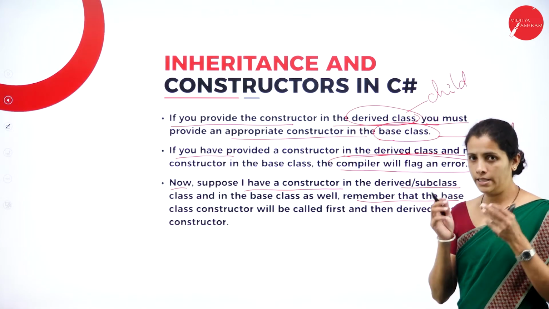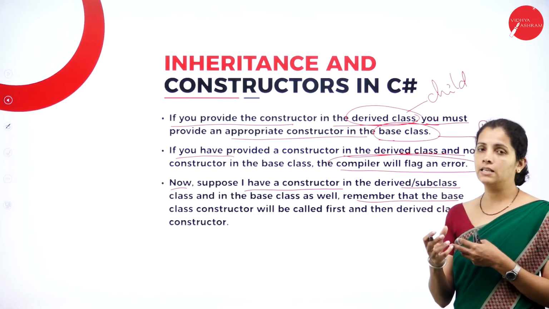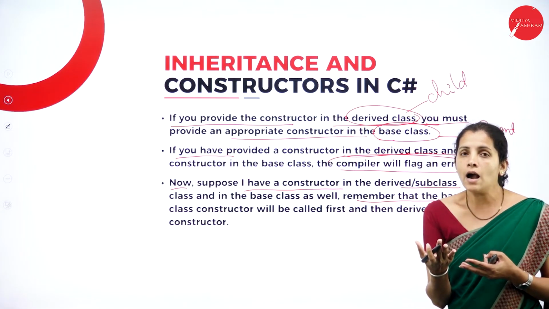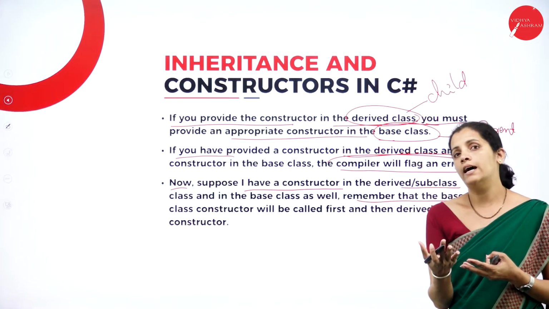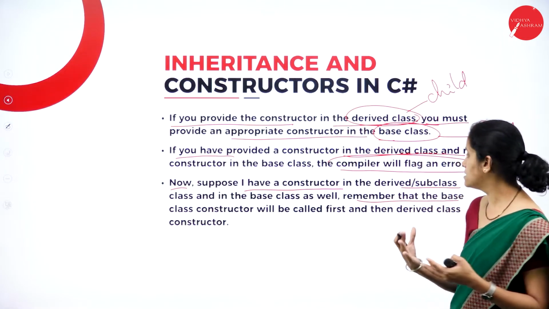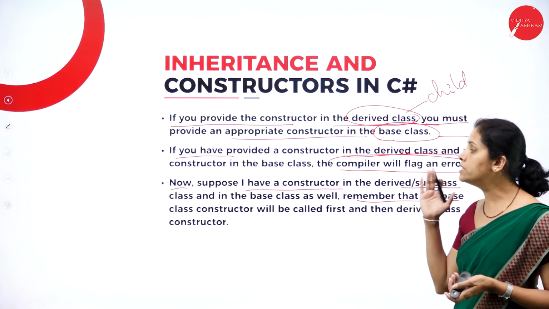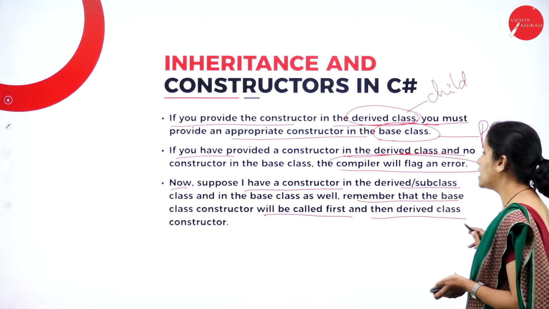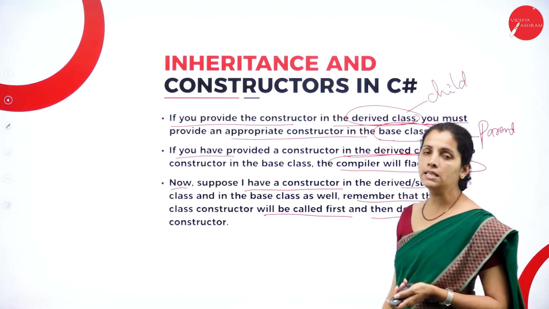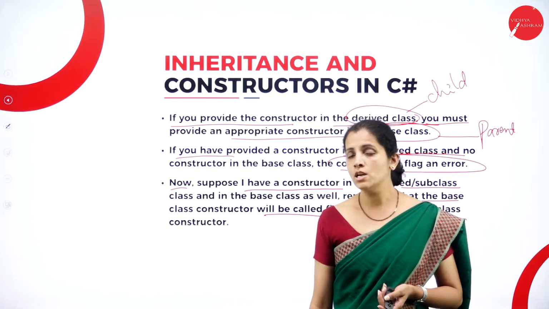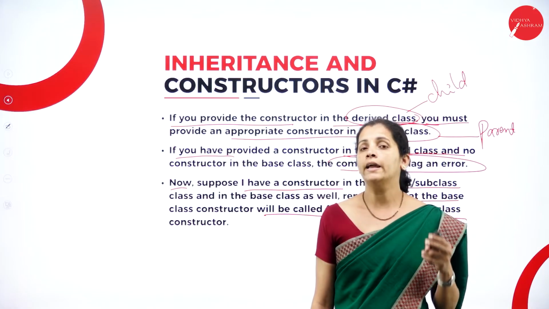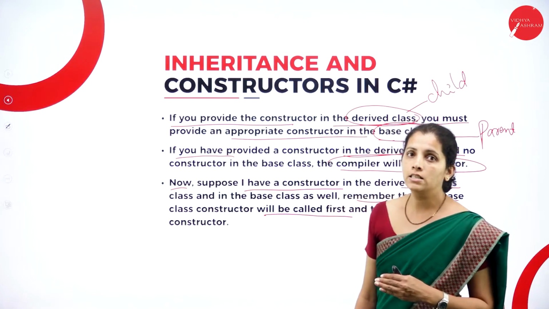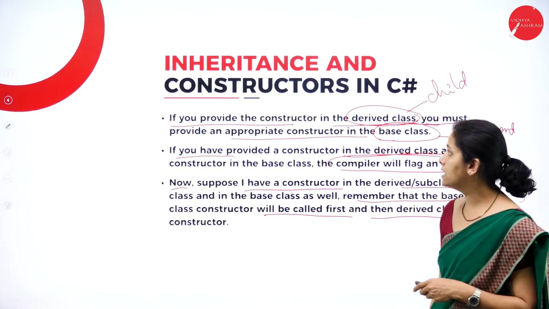That means, think that if I have a constructor in my base class as well as in my derived class. But how am I going to call the constructor? First I want to call the constructor which belongs to the base class. That will be called first, then the derived class constructor. That means I'm going to call the constructor which belongs to the parent class the first time, then I'm going to call the constructor which belongs to the child class.